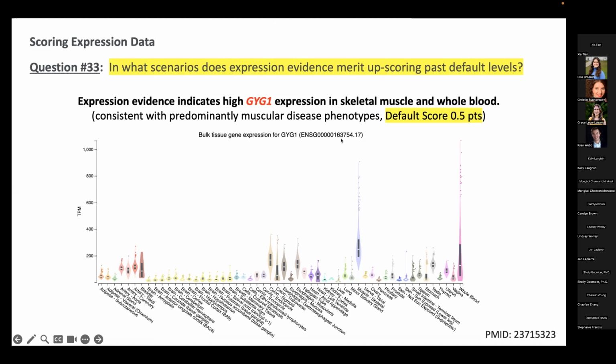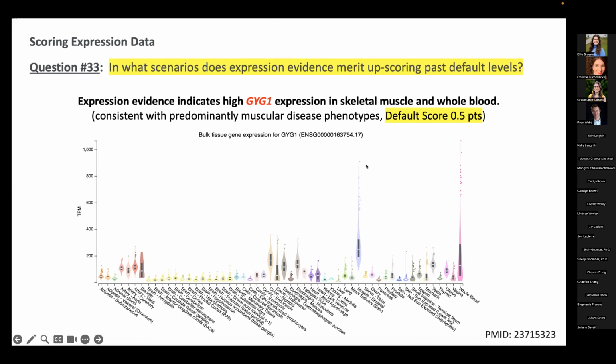I think this is a typical example of an expression pattern that I might see. I was interested in this gene that had a muscular phenotype. You can see here that the expression pattern has a couple of different peaks. One of them is muscle, so that sounds great. It's pretty ubiquitously expressed in other places at lower levels, and it also shows up in blood where I didn't really expect it. So I gave this half a point. That looks like default to me.